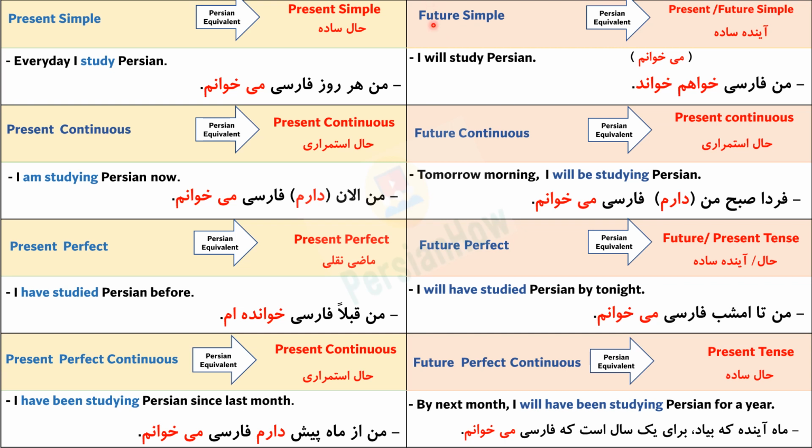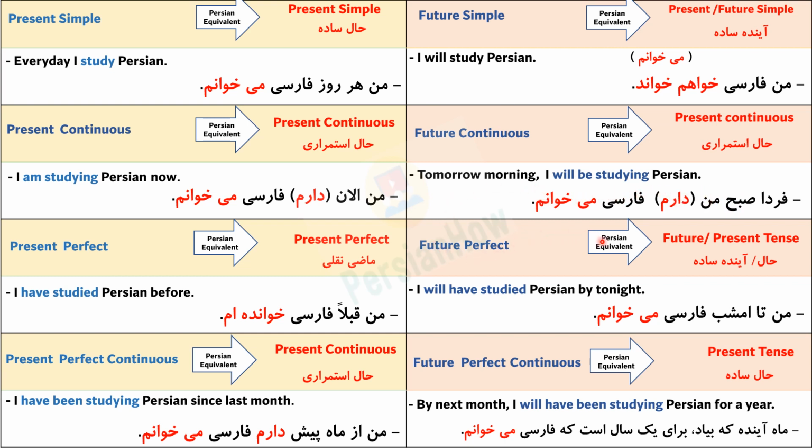All right, let's go over to the right side of the table. Future simple is just future simple in Farsi too. I will study Persian. من فارسی خواهم خواند. Or من فارسی میخوانم. Future continuous in Farsi is present continuous. Tomorrow morning I will be studying Persian. فردا صبح من دارم فارسی میخوانم.